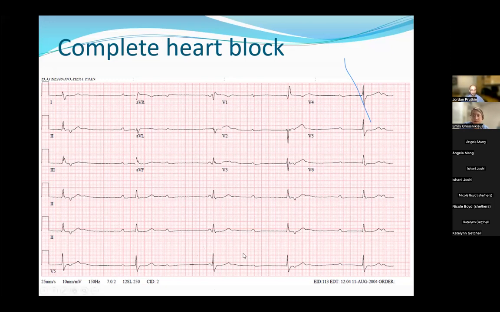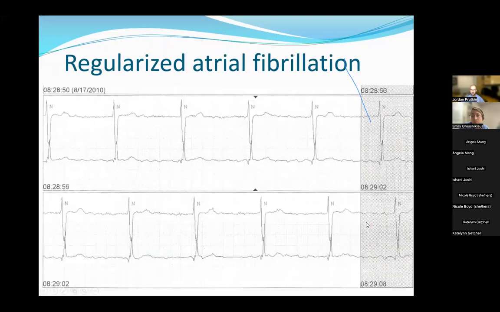Is there a chat question, Emily? Yeah, there's a chat question. Ryan's asking, if the junctional beat is narrow versus wide, does that change any management points or urgency?